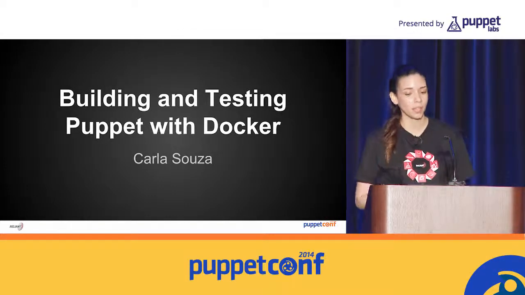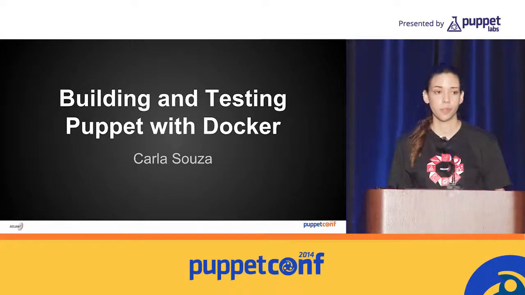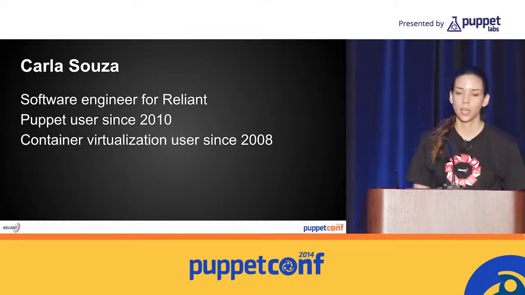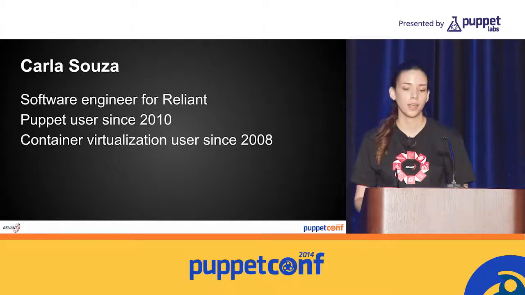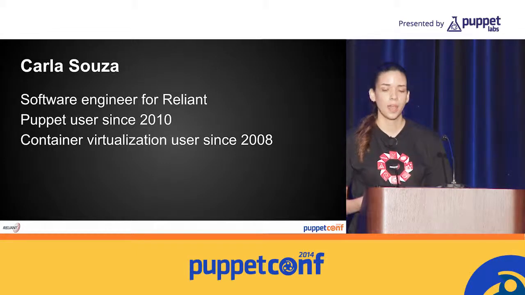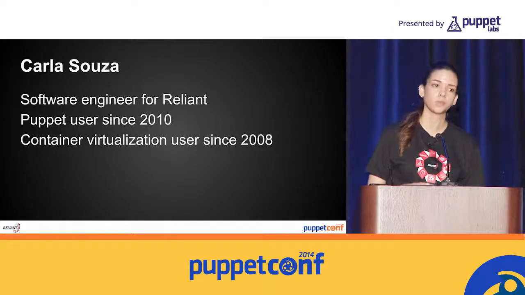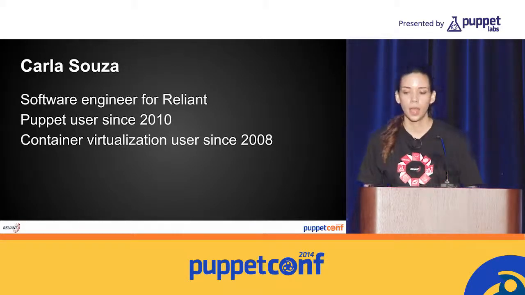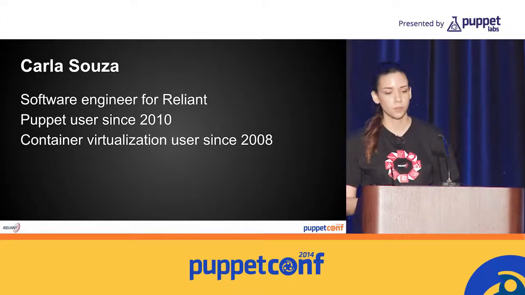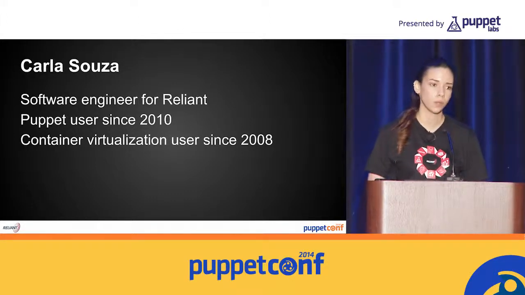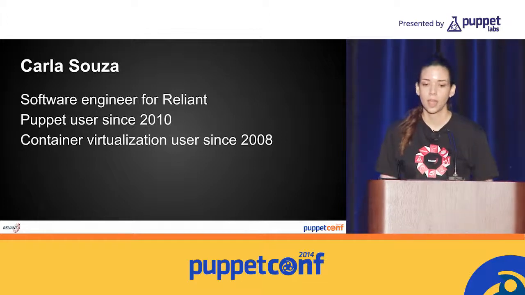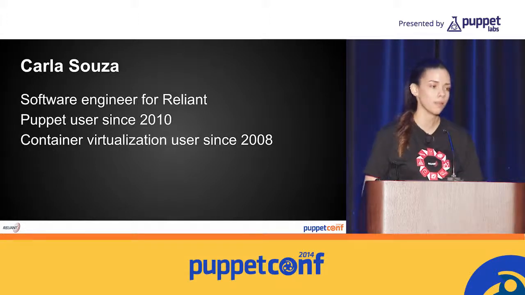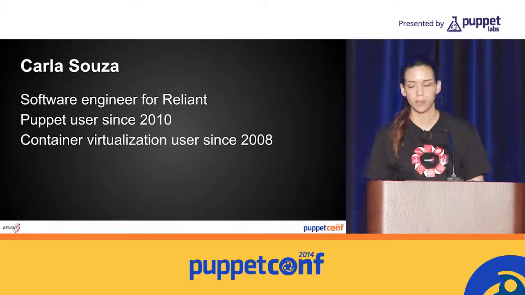So I'm going to talk about how we test our Puppet code using Docker at our company. A little bit of background about me: I'm a software engineer, and I've been working for Reliant for 2 and a half years. As a software engineer working with Rails and Ruby development, and also as a Puppet developer, I'm a Puppet user since 2010, when I started with Google Summer of Code, together with Puppet Labs. And I also started using container virtualization for a full OS since 2008. It's quite a bit of time.